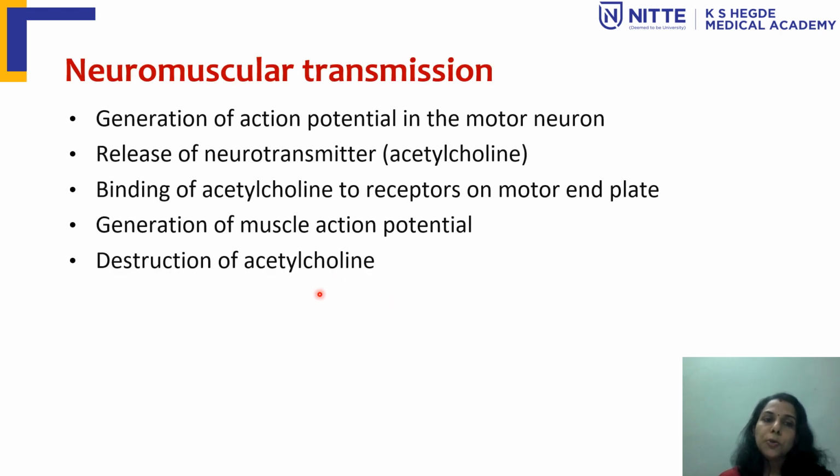As I told you, there are different steps involved in this neuromuscular transmission. So what are those steps? Generation of action potential in a motor neuron, release of neurotransmitter, here it is acetylcholine, then binding of this acetylcholine to the receptors on the motor end plate, generation of the muscle action potential, and the destruction of acetylcholine. I'll be mainly dealing here in this video with the generation of action potential in a motor neuron.